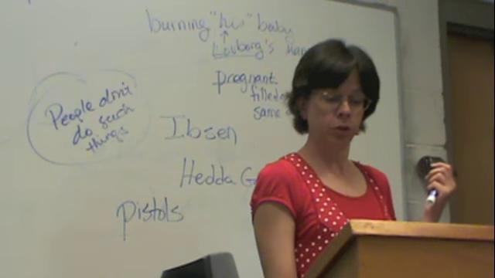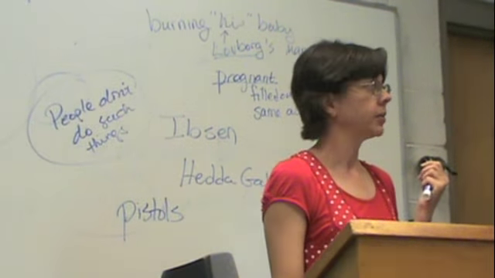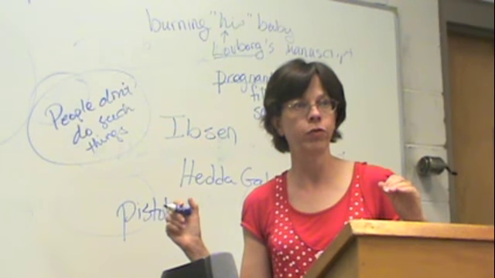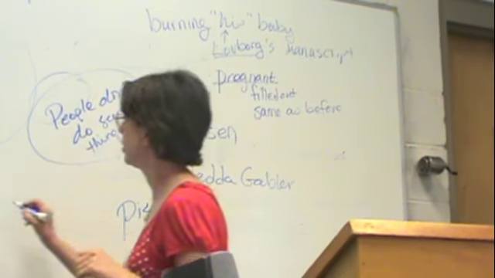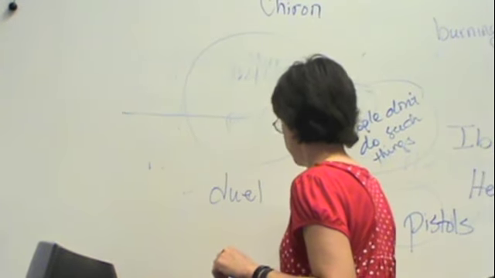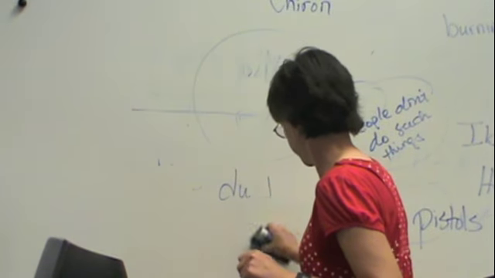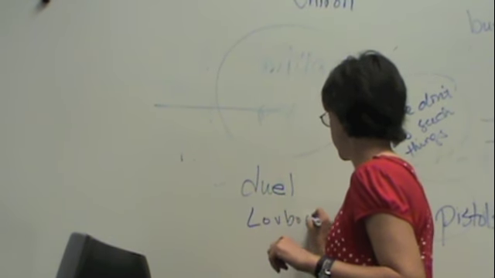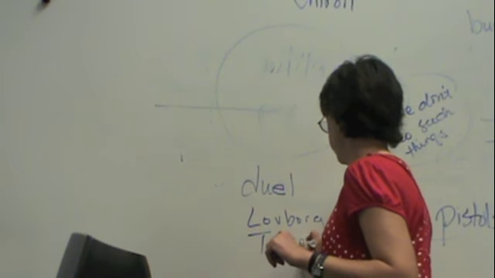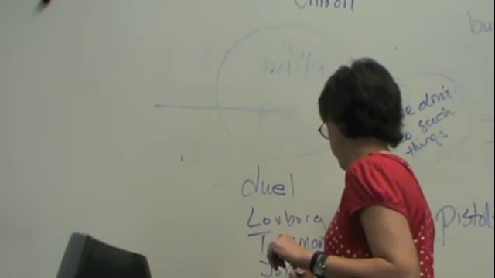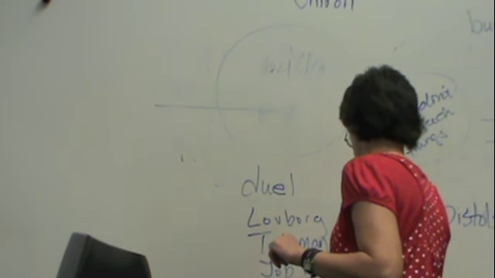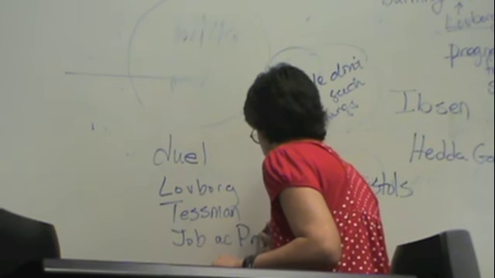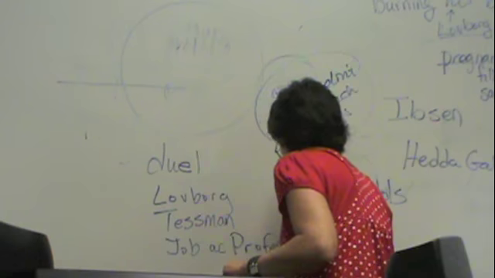Oh, it'll be a kind of duel by Jove. It'll be a kind of duel by Jove, 1481. The contest for the appointment, right? The duel, and it's D-U-E-L, by the way. Make sure that is clear. D-U-E-L, between Loveborg and Tessman, right? For the job or the appointment as professor. Okay.